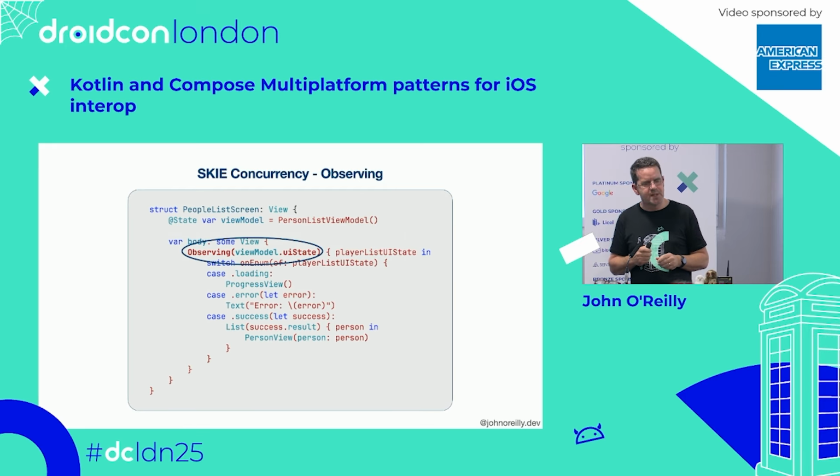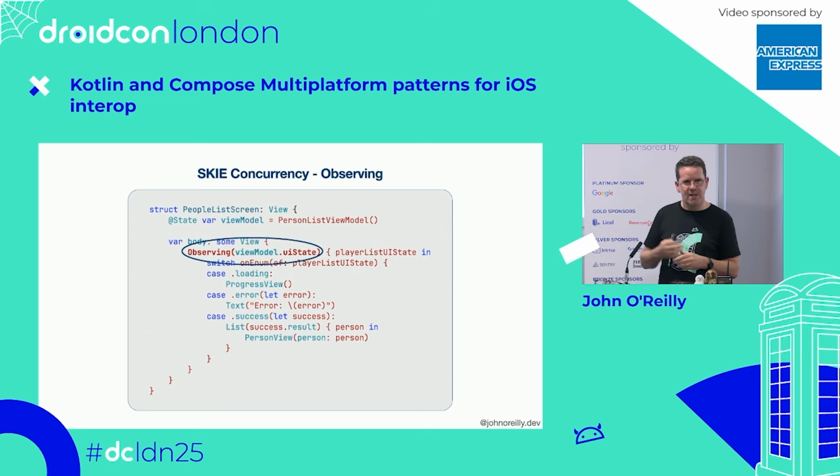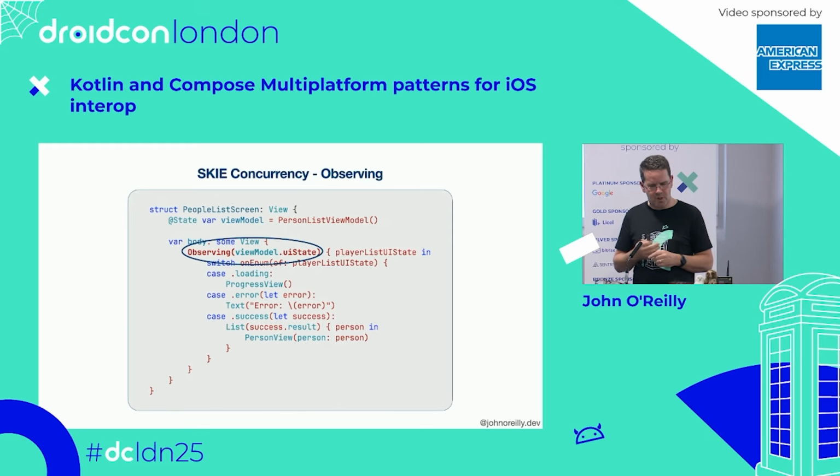Another related piece of functionality that Sky provides is the ability to observe Kotlin flows in SwiftUI as if they were Swift properties, quite similar to functionality that the KMP observable view model library provides. Here, we're observing in SwiftUI the UI state flow from our Kotlin view model, and again, the UI will be recomposed if that changes.